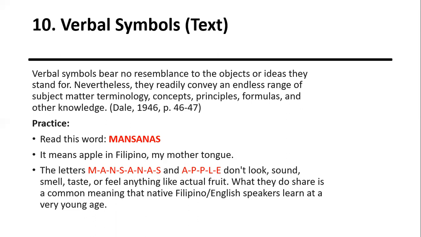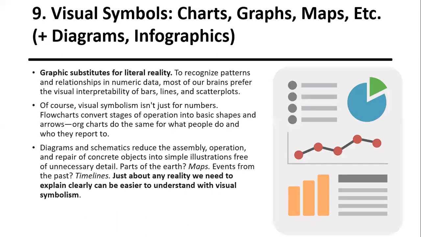If we go to other theories, without experience, if we read a word and we do not even have any background knowledge or experience with that word, we do not fully understand it. Okay? So, let us go to number 9. Number 9, visual symbols.